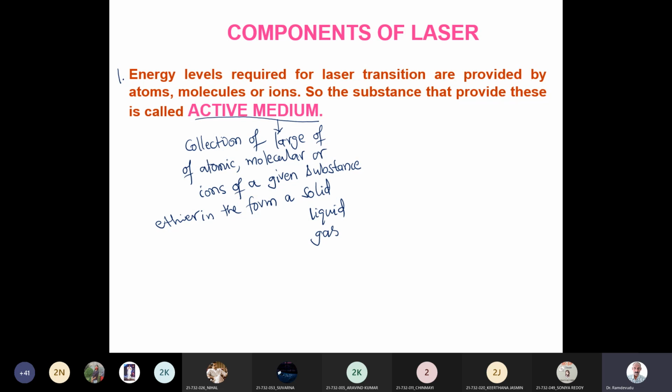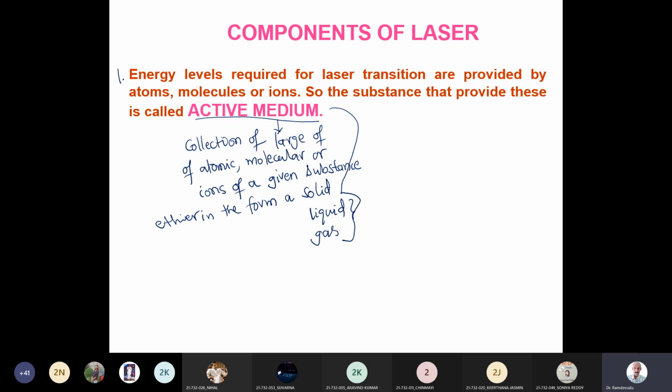Because we know that solids, liquids, and gases are aggregations of atoms, collections of atoms. If they are very close to each other, we have a solid. If they are a little far apart, we have liquids. If they are too far away from each other, we call it a gas. Therefore, the active medium may be a solid, liquid, or gas. Anything you can take. Any one of these may be possible. Hence, that is called the active medium.